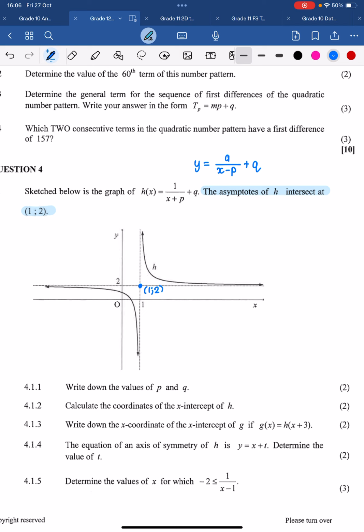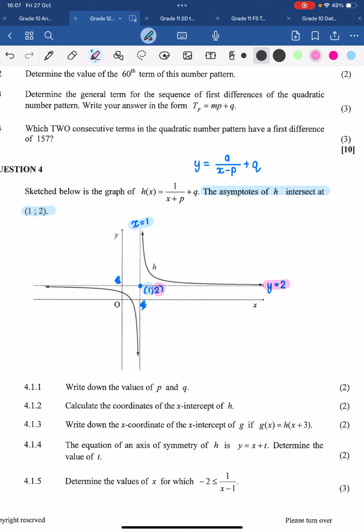But if you look at the graph, this is an asymptote with an equation of x equals 1. This is an asymptote with an equation of y equals 2. But even if they didn't give us those two values, if they just give you the point where these two asymptotes intersect, the x asymptote is the x value of that point, and the y asymptote is the y value of that point. I hope that this is making sense.